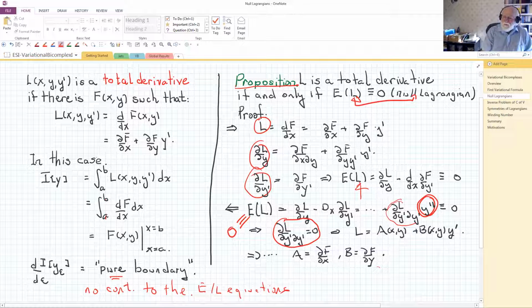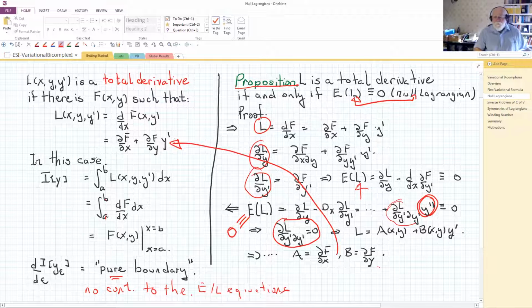You take this linear formula for the Lagrangian, plug it back in, and you'll get a curl-type condition, which says that A has to be the derivative of a function with respect to x, and B has to be the derivative of a function with respect to y, and that brings you right back to this formula right here. This is a fairly typical kind of argument. In more general cases, the situation is quite similar. If you have a null Lagrangian, there are very strong constraints on its algebraic form.